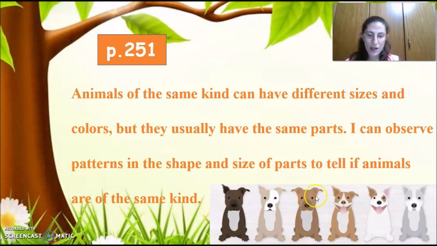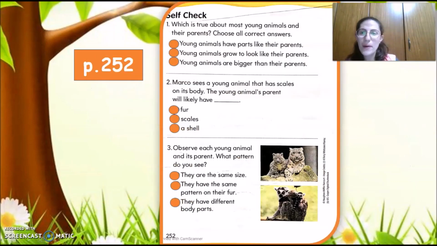Clear? So these dogs, how do we know that they are the same kind? We have to observe their body parts, right? Excellent. So we have to observe their body parts to check if they share the same body parts. Then they'll be the same kind of animal, but they might have different colors and different sizes. Clear? But does this mean that this is a dog and this is a cat? No, they are the same kind of animal, but they might have different sizes and different colors. Clear? Let's move on. We're open to page 252.